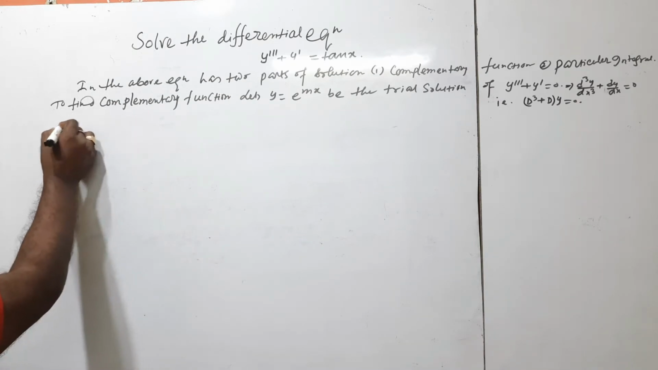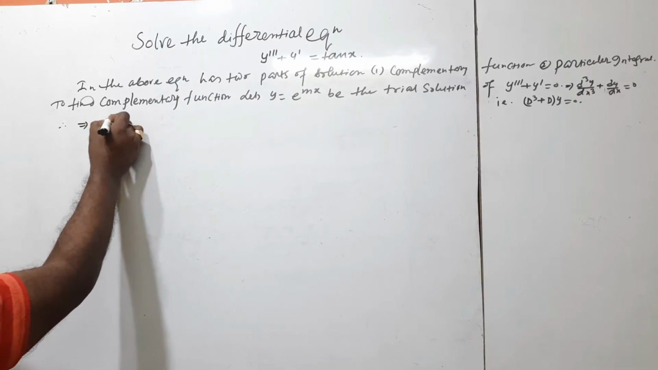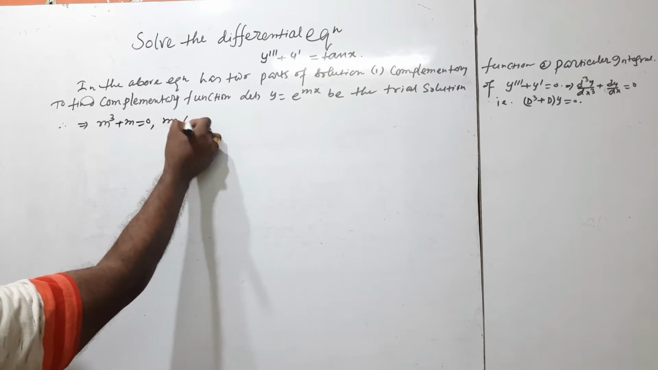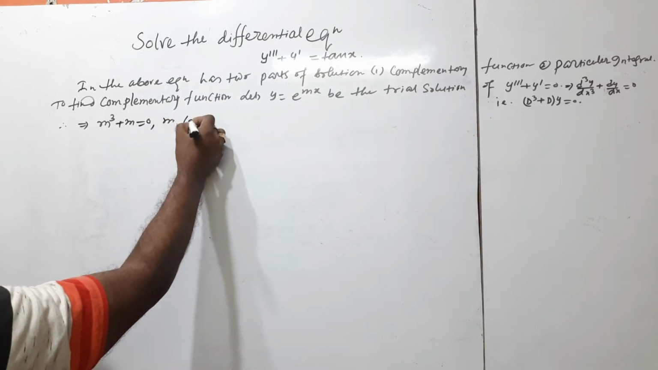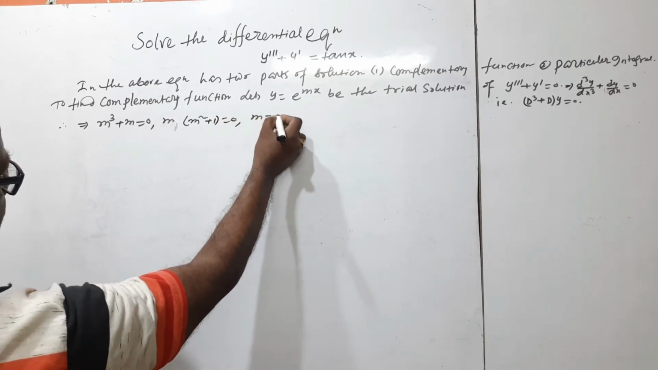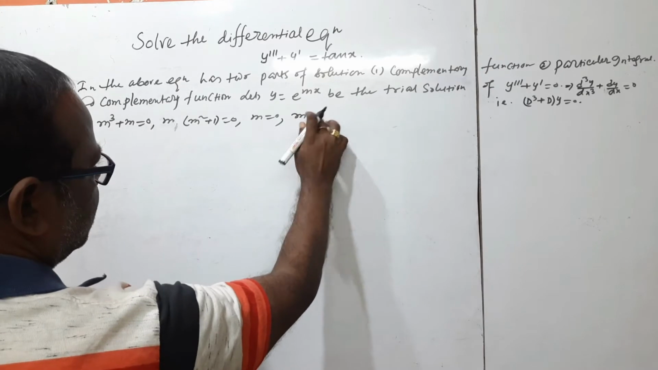So this implies m^3 + m = 0. Take m common here, that is m(m^2 + 1) = 0. Therefore m = 0 and m = ±i.